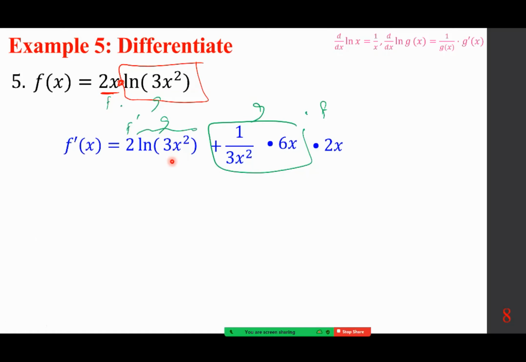So we just rewrite this. This one is just 2 ln 3x squared plus 4. And this one, I hope you see that this is 12x squared divided by 3x squared, which is simply 4. So this whole thing simplifies to 4.